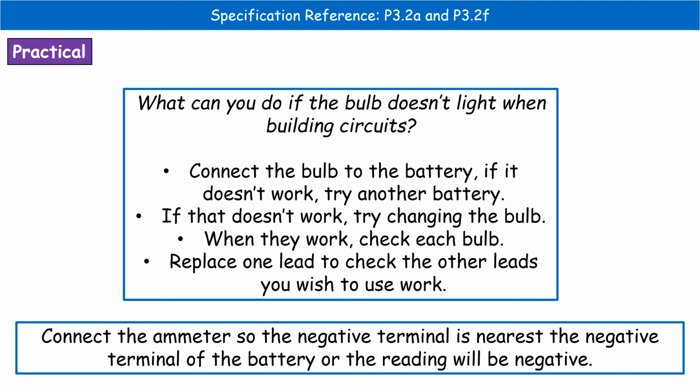Last point about connecting things here is that you should connect the ammeter so that the negative terminal is nearest the negative terminal of the battery. If you don't do that, when you plug it in, what you're going to find is that you've got a negative reading on your ammeter. So just making sure the negative terminal of the ammeter is nearest the negative terminal of the battery means that you're going to get that positive reading.